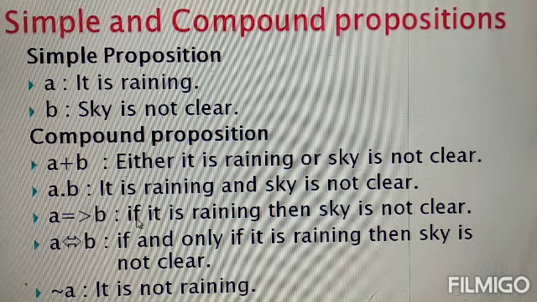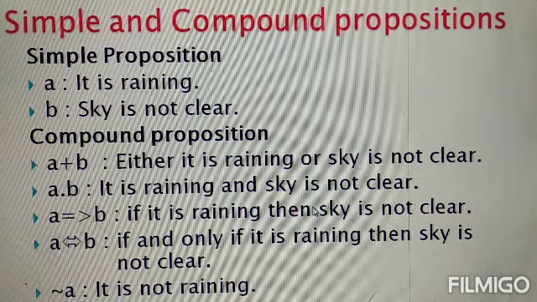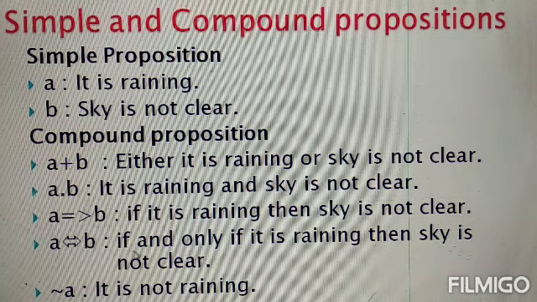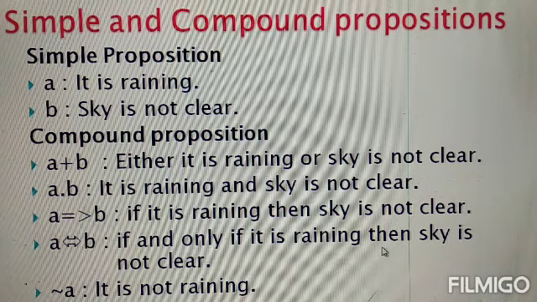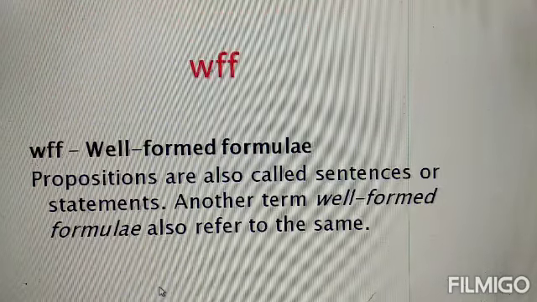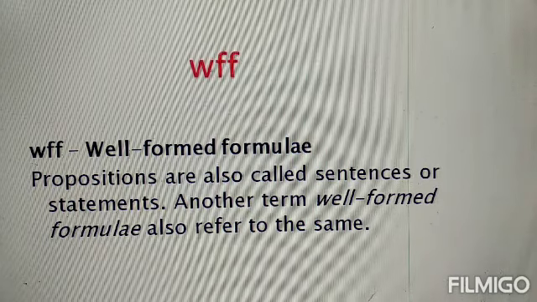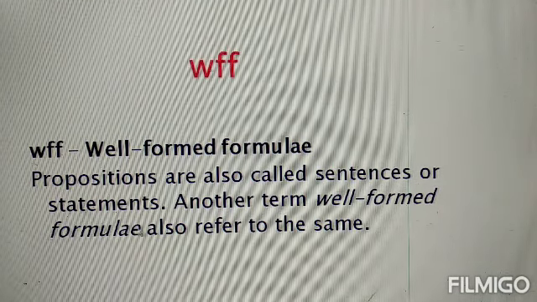A implies B, the word used is if. The meaning of A is it is raining, then the word then is compulsory, and the meaning of B is sky is not clear. A equivalence B, if and only if. The meaning of A is it is raining, then the word, and then the meaning of B is sky is not clear. A not is a negation, and A not means it's not raining. WFF is a well-formed formula. Propositions are also called sentences or statements, and another term we use for this is well-formed formula.